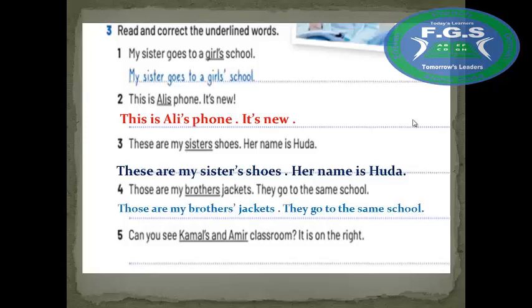The last one, can you see Kamal's and Amir's classroom? It's on the right. So do you remember when I said if we have two names of persons, what shall I do? We have to put apostrophe s to the first name or the last name? No, we have to put the apostrophe s to the last name. So the correct answer is, can you see Kamal and Amir's classroom?